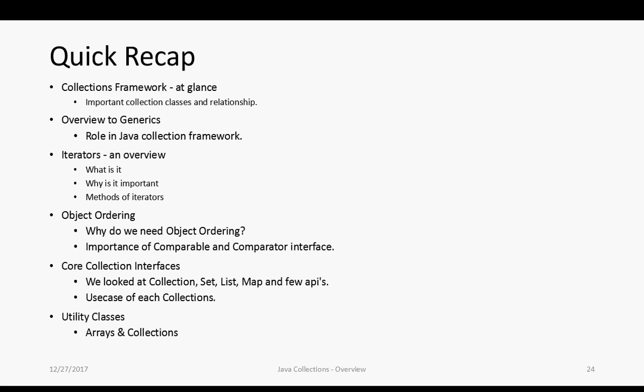We did talk about fail-safe and fail-fast in brief. Then we talked about object ordering, why we need object ordering, and what the interfaces are, the importance of the Comparable and the Comparator interface. Then we talked about the core collection interfaces and briefly talked about the implementations, not all of them, which is out of scope of this particular video. We looked at the Collection, Set, List and Map interfaces and a few APIs of the same, and we looked at the use case of each collection as well, when to use which interface.